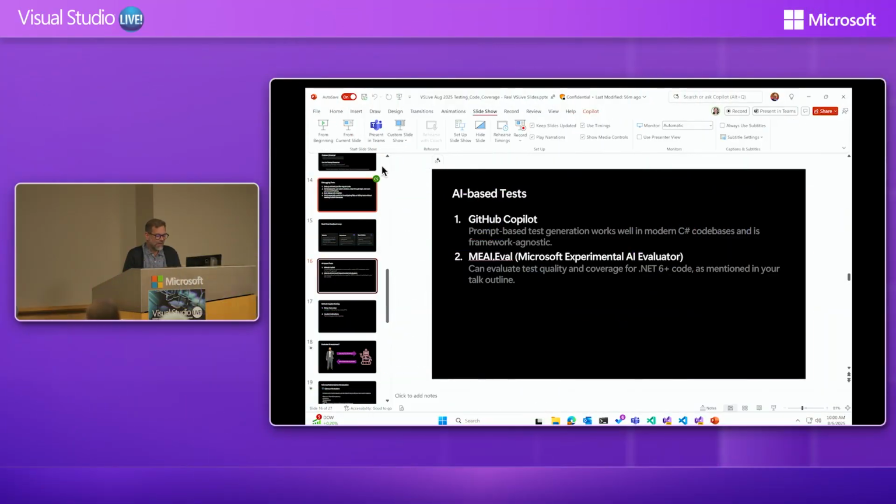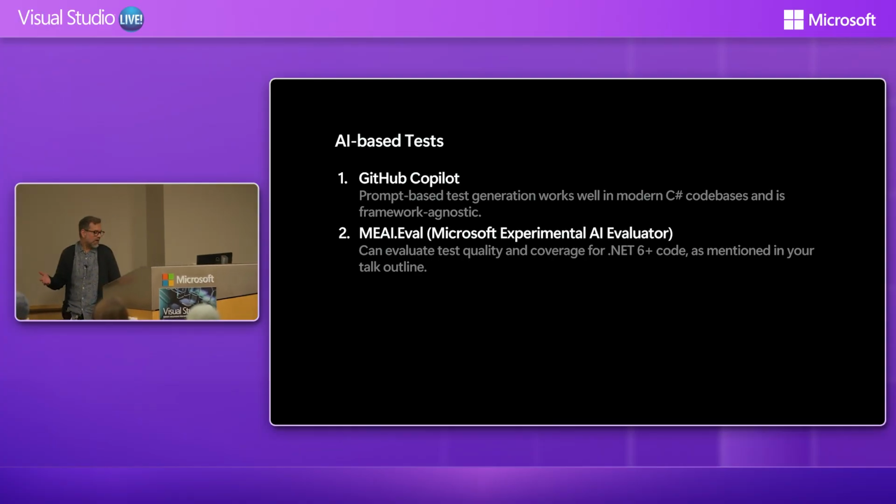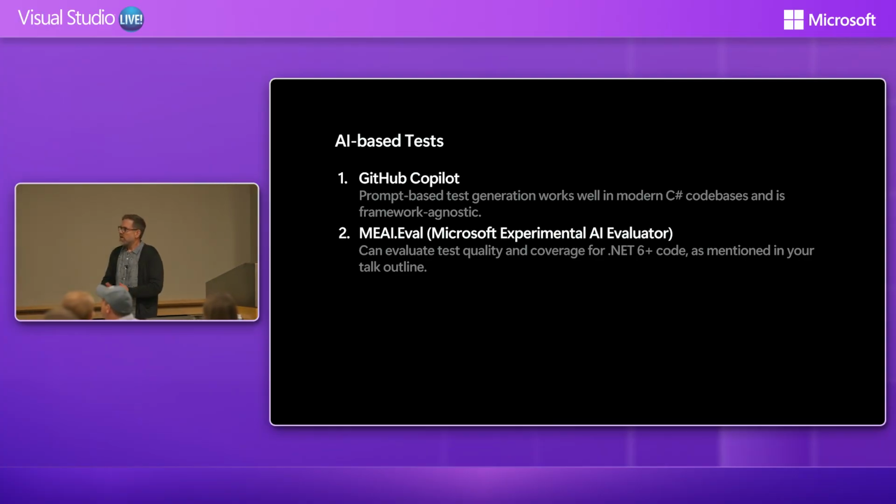All right, so what we're going to talk about real quickly for the rest of the talk is I'm going to pick up with what Kathy was talking about with GitHub Copilot. So really just some prompt-based generation. Works really good with modern C#. I am playing around with doing it with .NET Framework stuff.